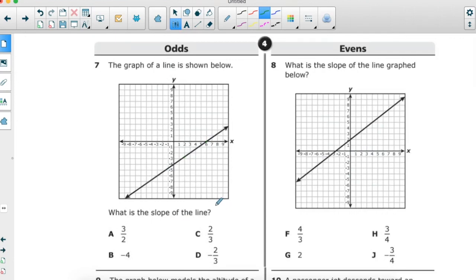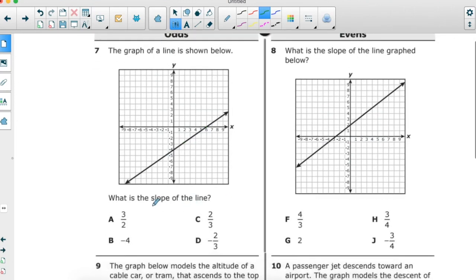Number 7, the graph of the line is shown below. What is the slope of the line? So the slope is when you have the change in y over the change in x. So you pick 2 points, and I usually like to pick where it crosses the y-axis or the x-axis. So here we cross the y-axis at 0 and -4. And this point crosses the x-axis at 6 and 0. So we could do rise over run, or you could find the difference between these 2 points.